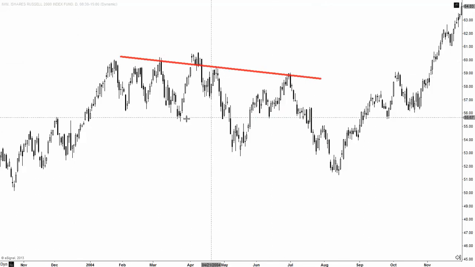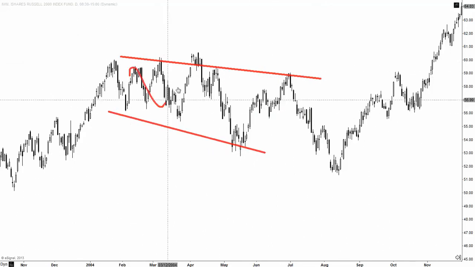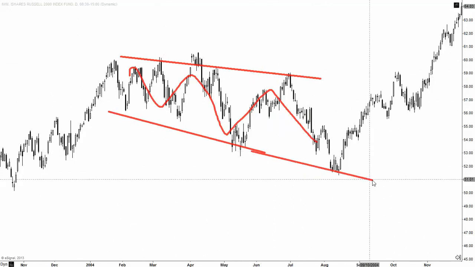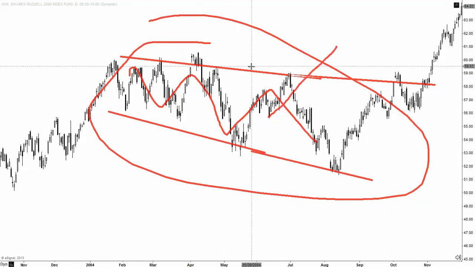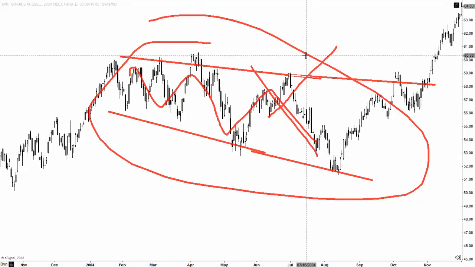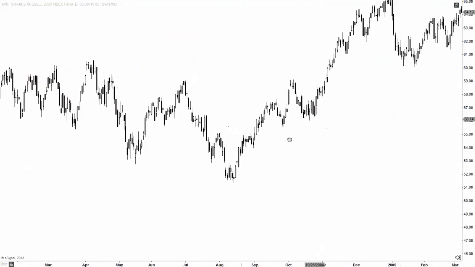looks like part of this kind of a downtrend, this broadening channel thing there. It actually looks like part of it, so I'm gonna just say this wasn't a head and shoulders formation. I'm gonna dismiss that one.